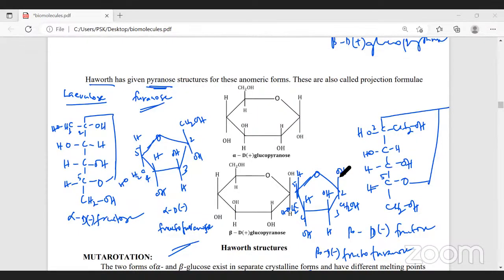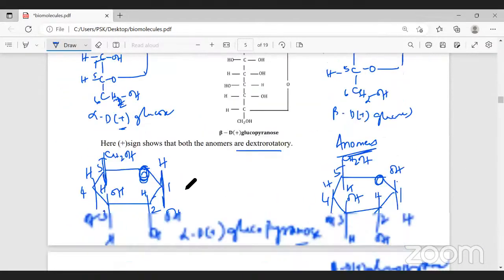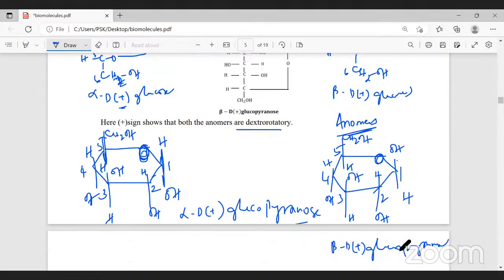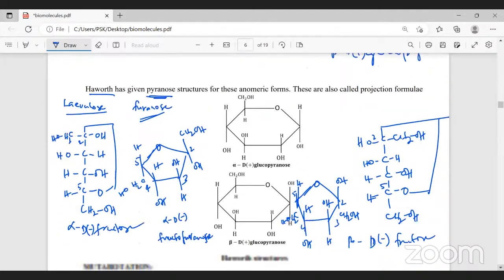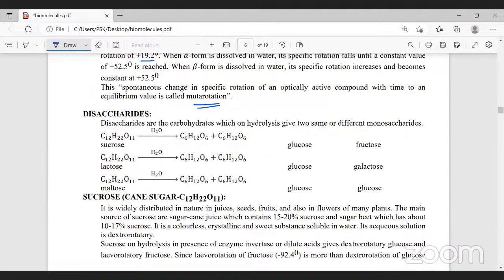Now we need to write the Haworth structure of disaccharides. We will write the Haworth structures of disaccharides in a few minutes' time, but remember to know the Haworth structures of glucose and fructose. What we've learned: alpha D plus glucopyranose, beta D plus glucopyranose, and alpha D minus fructofuranose, beta D minus fructofuranose. Based on this, we can write the structures of some of the disaccharides.